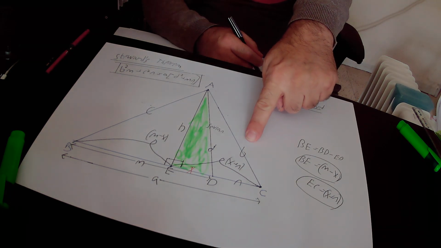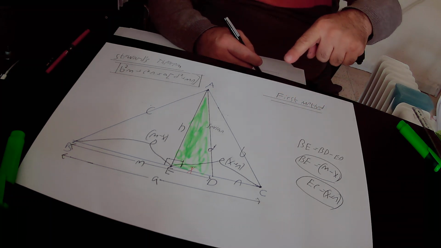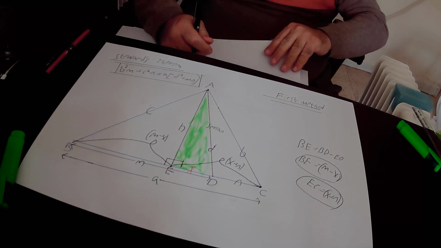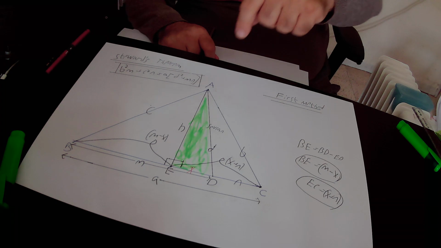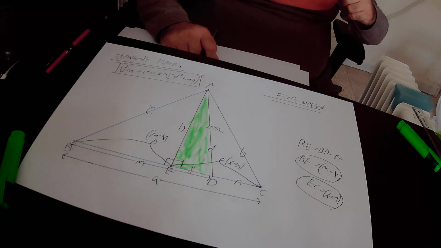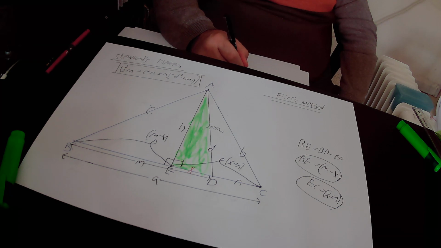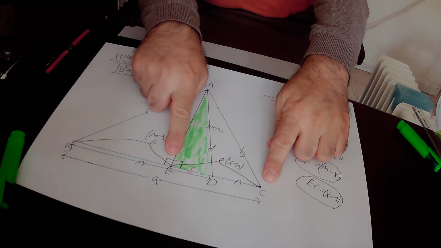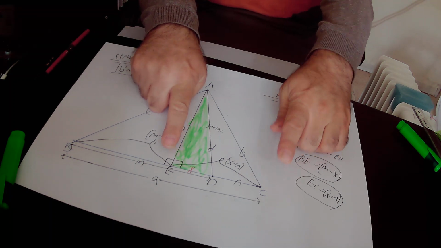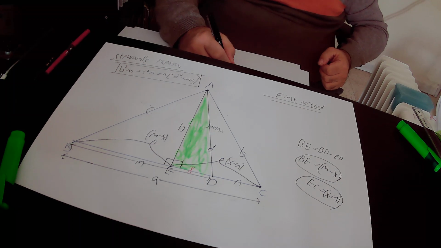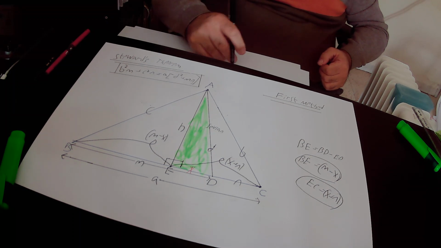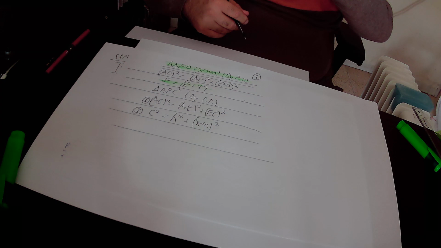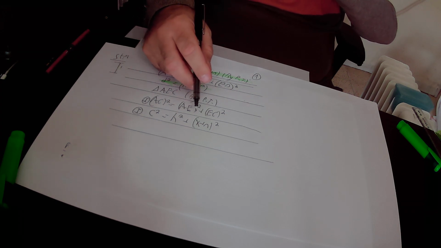AC equals C, the unit is length, therefore AC squared is C squared, that is equal to AE squared. AE equals H, unit is length, therefore AE squared is H squared, plus EC squared. EC equals X plus N, unit is length, therefore EC squared is (X plus N) squared. In conclusion, I found out that according to equation number 1, in the right triangle AEC, C squared equals H squared plus (X plus N) squared.